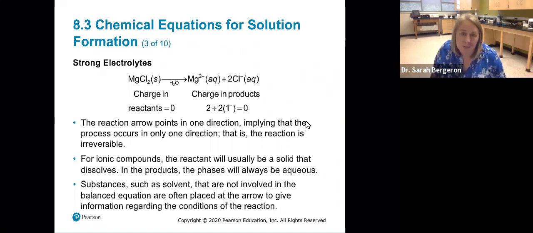It's irreversible. So for ionic compounds, the reactant is usually going to be a solid. So that's where we put the little S right here. That's what the solid's standing for. And then in the products, we're always going to have aqueous because they're dissolved in water. So substances such as solvents that are not actually involved in balancing this equation, we don't put them as reactants or products. We just put them under the arrow so that we know that this reaction was done in water, but water doesn't actually participate in balancing this equation.